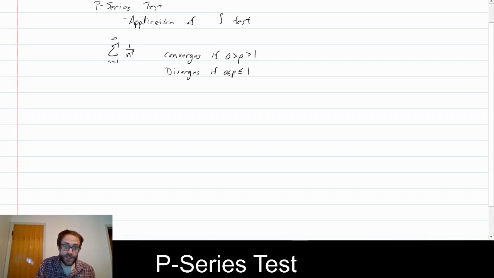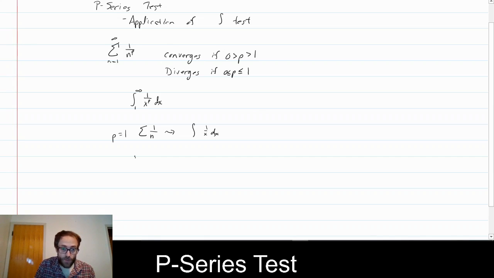So to see this, let's take a look at the integral from 1 to infinity of 1 over x to the p dx. So we already saw what happens when p is equal to 1, right? So we know that diverges. We have the harmonic series 1 over n, which translates to the integral of 1 over x dx, and as we know that diverges. But let's look at p otherwise.